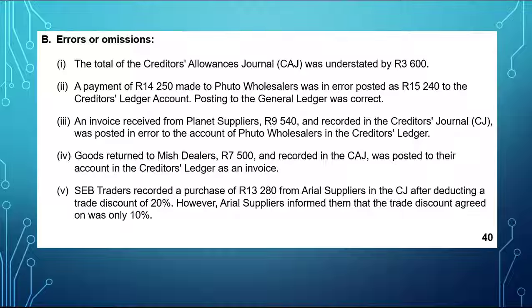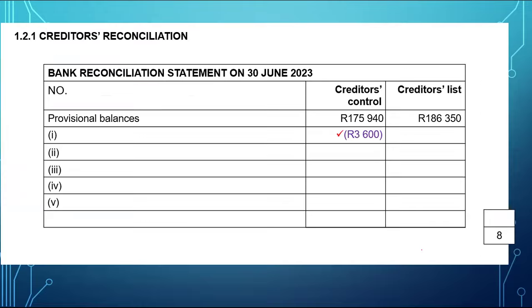It means that we reduced Putu's account by 15,240 instead of 14,250. So we over reduced it. So because we over reduced it, we need to add back the difference as it will impact on the total of the creditors list. The difference will be found by taking 15,240 and then you minus 14,250 and then you add it back under creditors list.